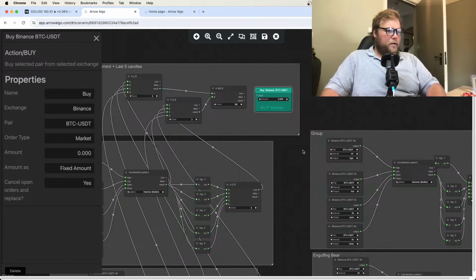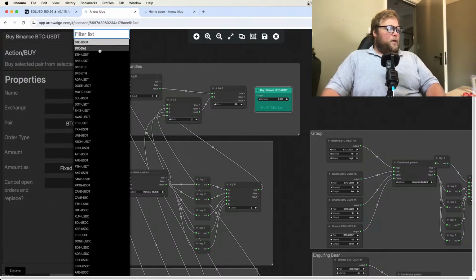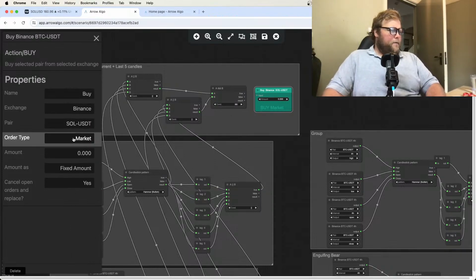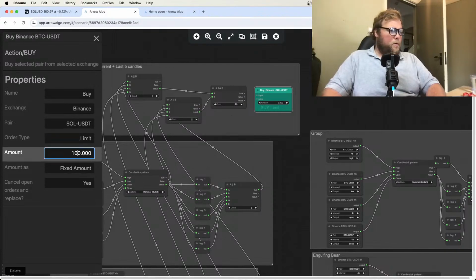And remember, we're looking at a Binance exchange as our exchange for this particular one, as opposed to any of the others that are available. You can choose your preferred exchange. And remember, we're looking at the Solana Tether pair. And we want to put in a limit order. And I'm going to set this to a percentage of the account.